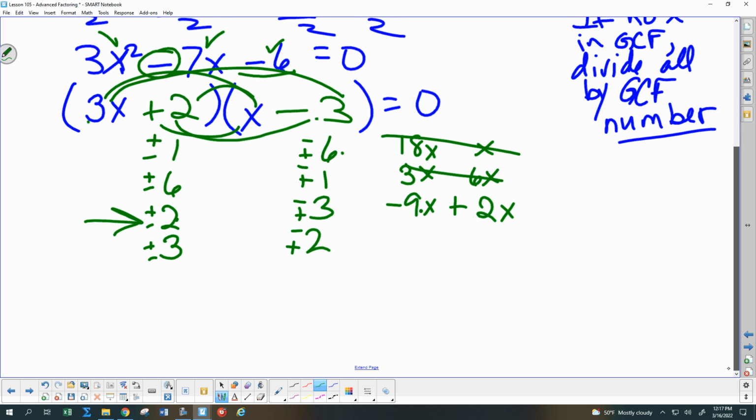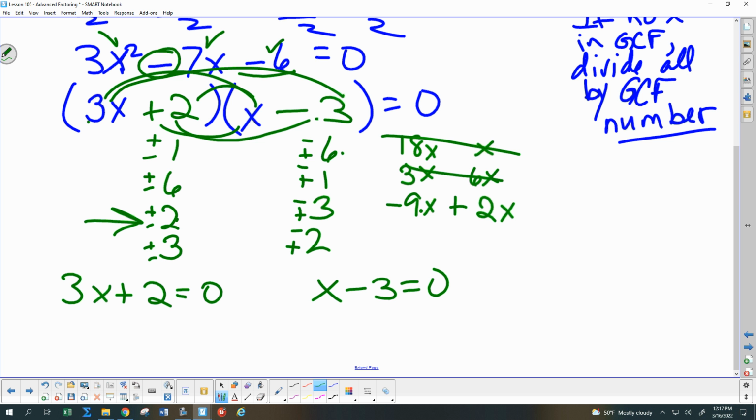I have 2 factors equal 0. That means the 3x plus 2 can equal 0. The x minus 3 can be equal to 0. So 3x is -2. So x is what, everybody?